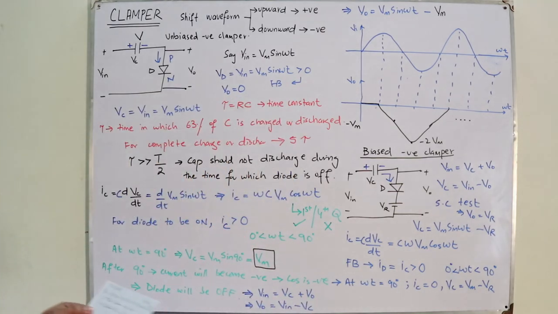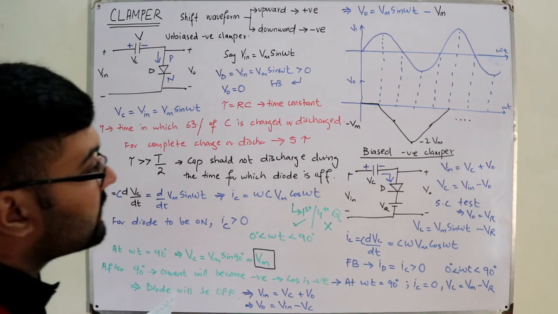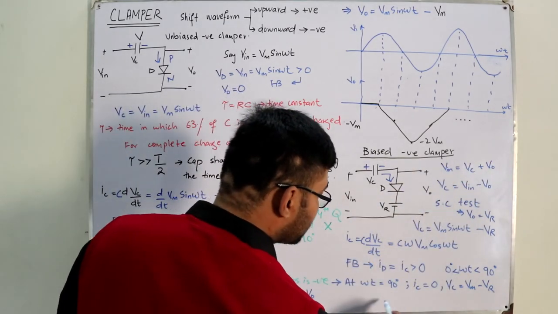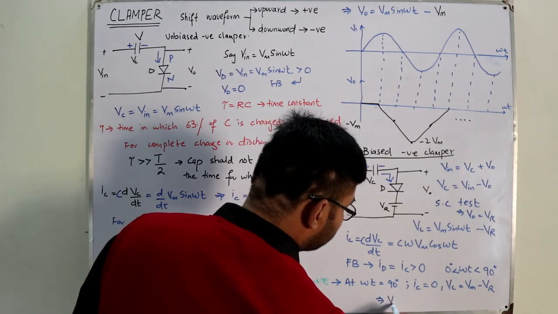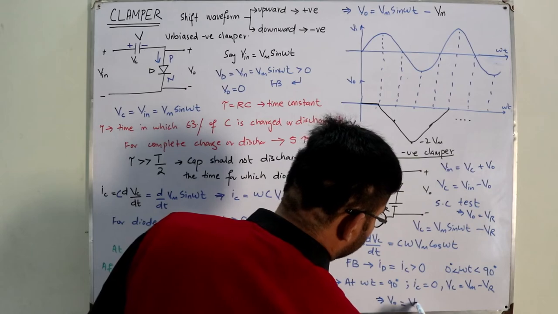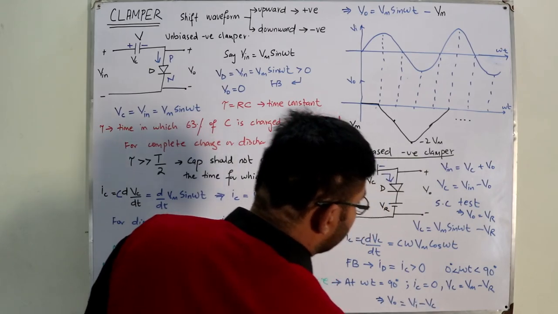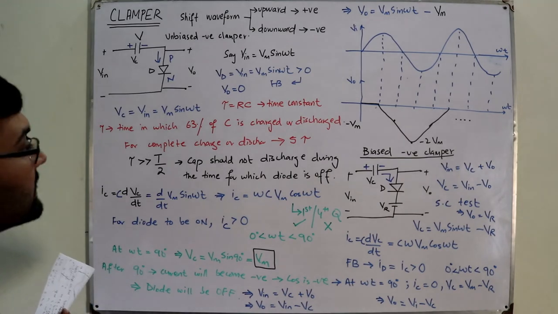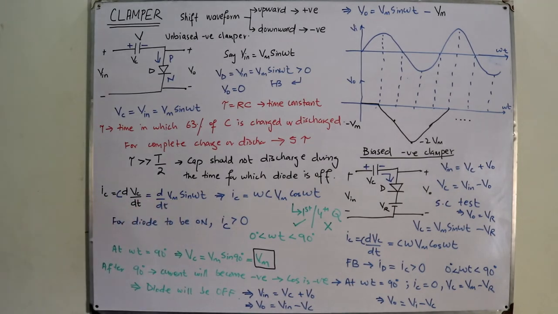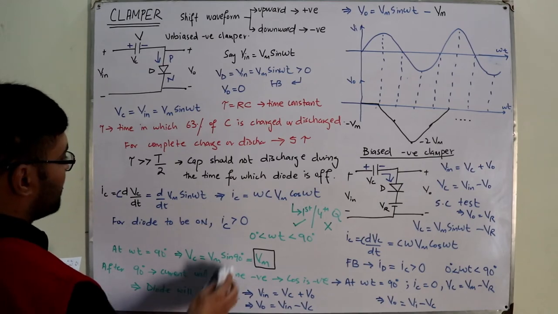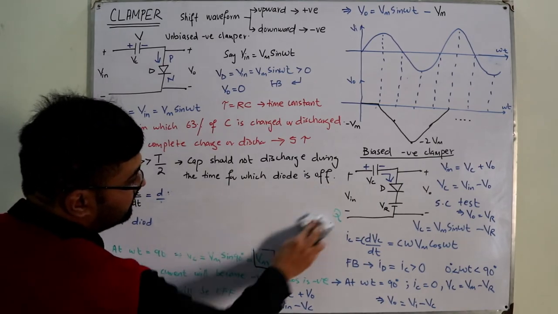Yes. And V naught would be V input minus VC. So in this case, V naught would be V input minus VC. And you know V input, you know VC. Right? So let me remove a little bit of this portion so that we can continue. Let's say I remove this portion.